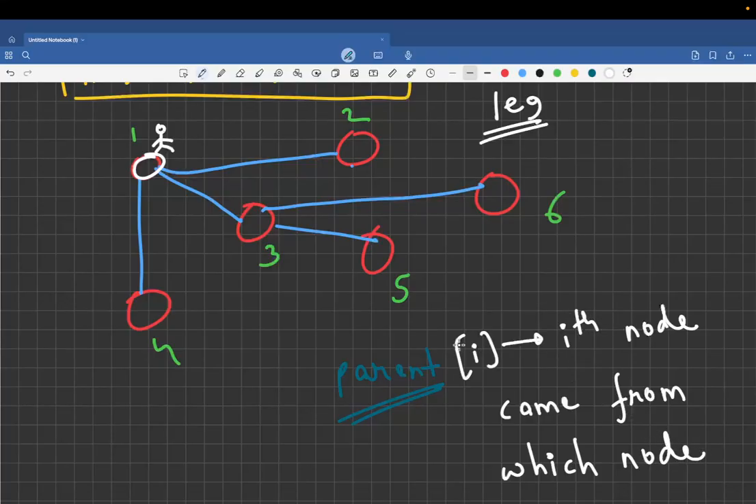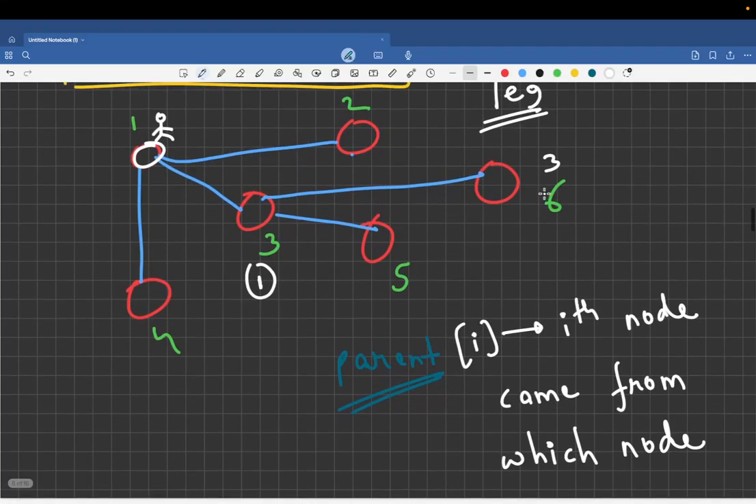This is what parent means now. What does parent mean? It is the node from where this particular node arrived. So that is what we are going to do. Let's suppose from 1 we came to 3 and it was the shortest distance. So what I will do is update the parent of 3 as 1. Similarly, I will update the parent of 6 as 3.